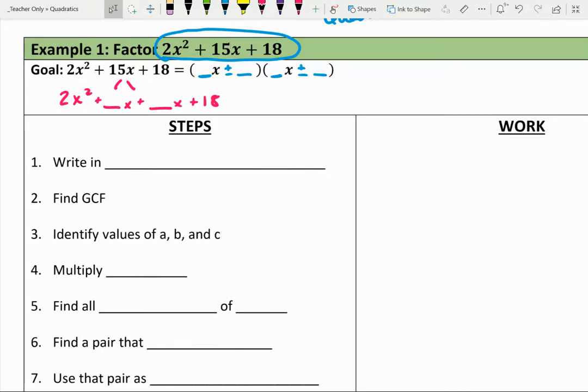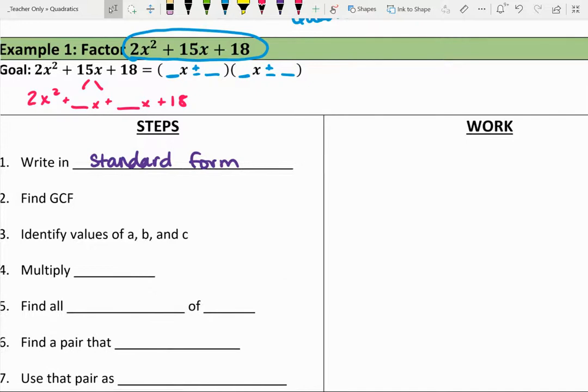So the first thing we're going to do, as we are factoring the quadratic that's up above, is make sure that we write this in standard form. So remember, standard form is largest exponent to smallest exponent. And it turns out that 2x squared plus 15x plus 18 is already in standard form. We have our largest power going down to our constant term.